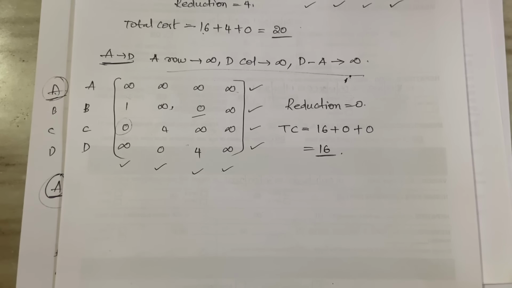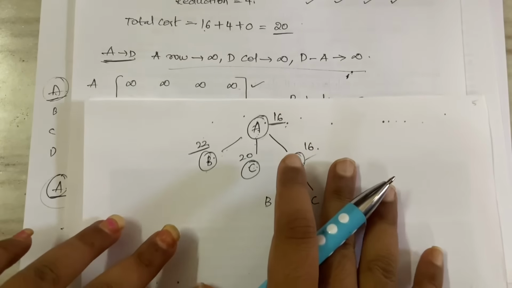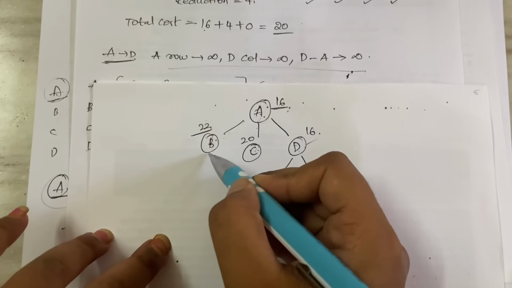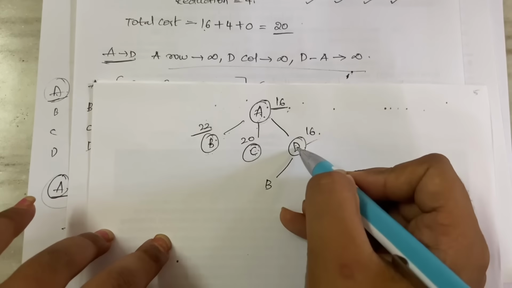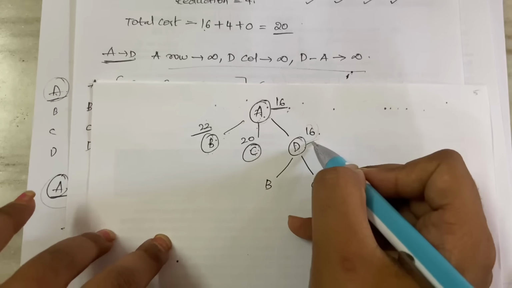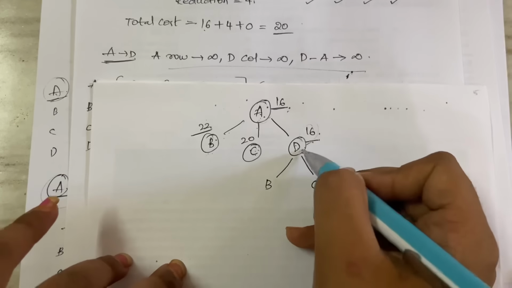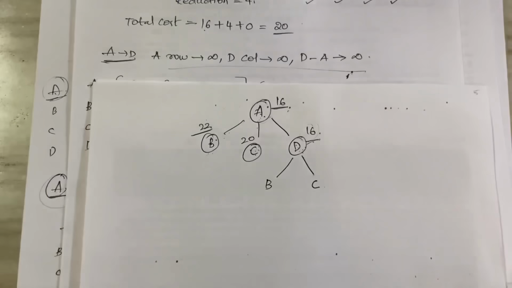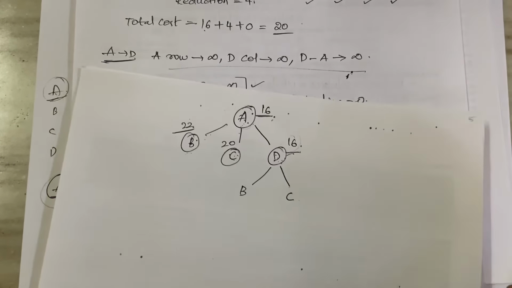So this is going to be part 2 about the traveling salesman problem in the subject of design and analysis of algorithms. In the previous video we stopped at this point. From A we calculated the cost for B to C to D and we got the minimum cost as 16 for D. So we have planned to extend D. From D you have two possibilities, you can either go to B or to C. Now let us see which path is economical for us, whether going to B or going to C. So let's go ahead.